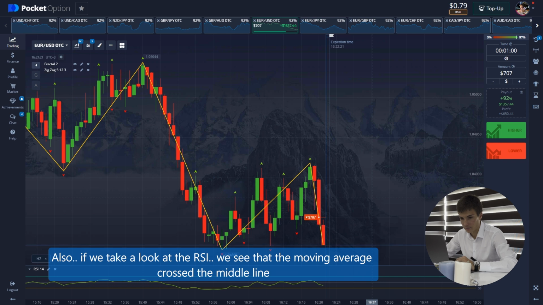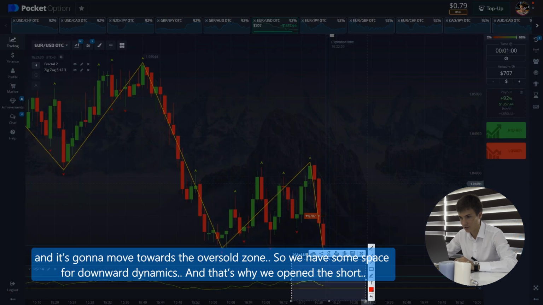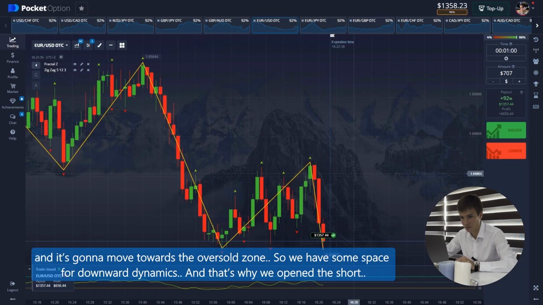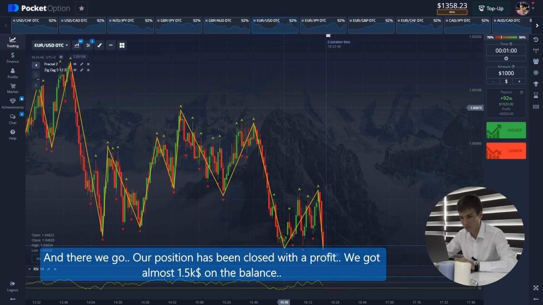Also, if we take a look at the RSI, we see the moving average crossing the middle line, and it's going to move towards the oversold zones. So we have some space for downtrend dynamics, and that's why we open the short. And there we go. Our position has been closed with a profit.